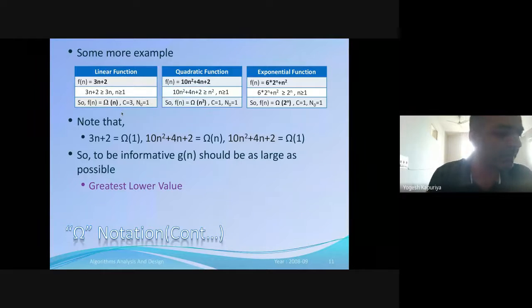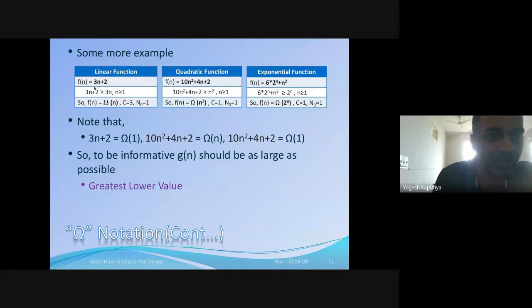Mathematically it is more simple to compute the lower bound because it's very easy. 3n plus 2, you just remove this plus 2, because when you remove this from 3n plus 2, it's always going to be greater than or equal to 3n. So simply ignore that plus 2, no need to check for anything else. And this is always true for any value of n greater than or equal to 1. Obviously it is true for every value of n.